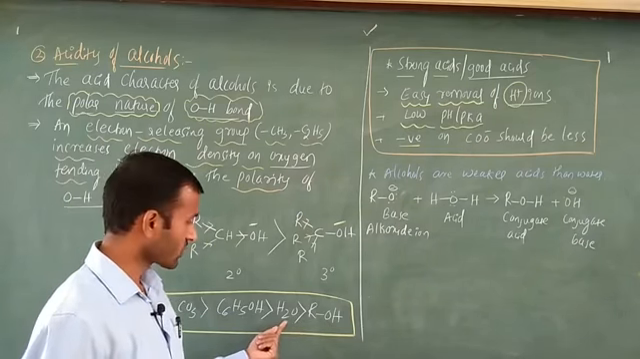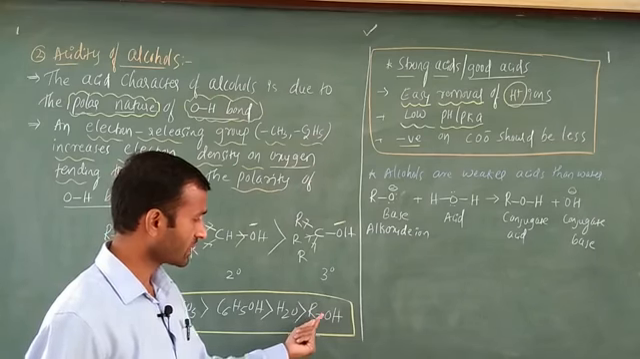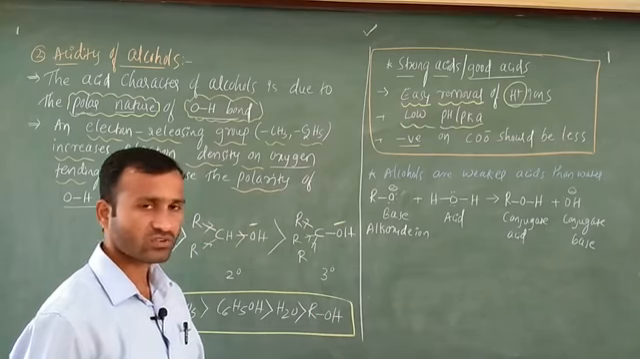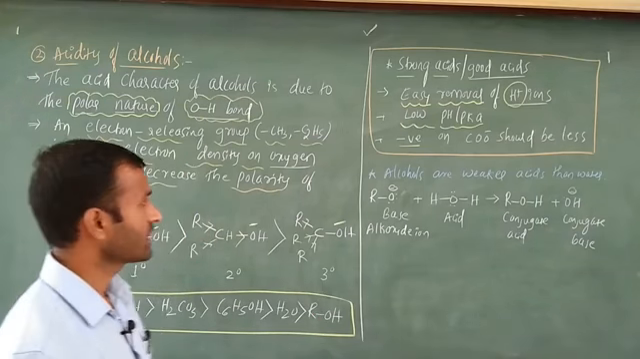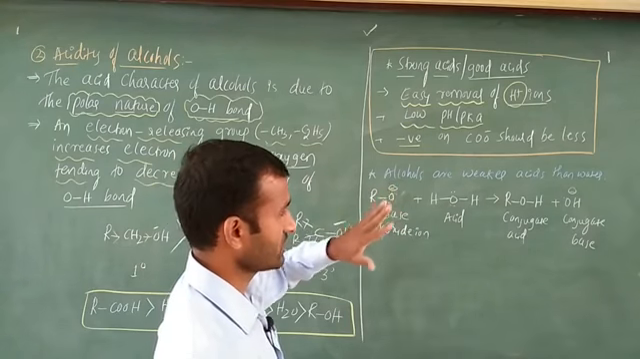Water is a stronger acid compared to what? Alcohol, because alcohol has an electron donating group. Obviously the electron density on the oxygen is going to increase. Okay, here is one important point: alcohols are weaker acids than water.